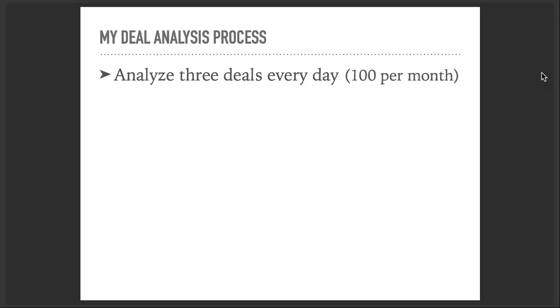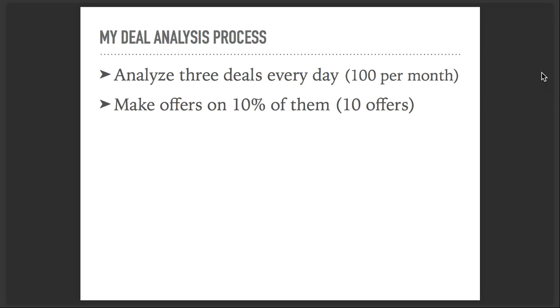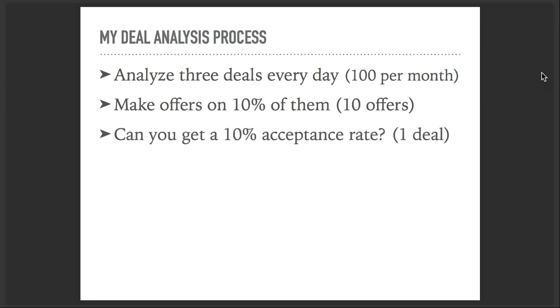What if you were to analyze 3 deals every day? And if this is too much, divide all these numbers by 3 and just do 1 deal a day. But what if you analyze 3 deals every single day? And what if out of those 3 deals every day, you made an offer on just 10% of them? And what if out of those offers, you got 10% of them accepted? You know how that deal funnel works out? You could get a deal every month if those were your numbers.